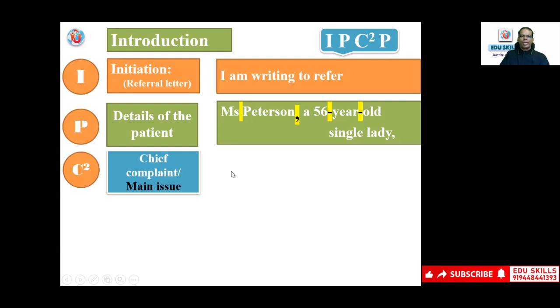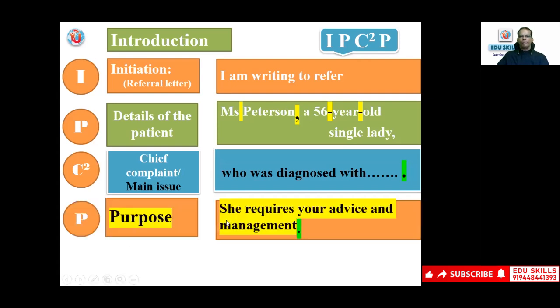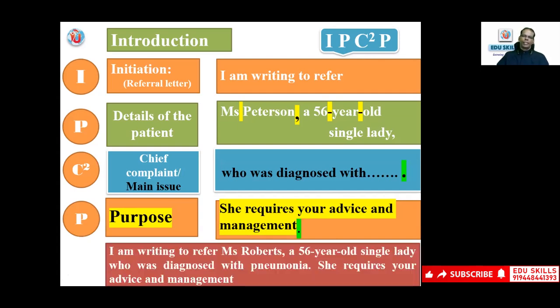Okay. The third segment is the chief complaint, who was diagnosed with pneumonia or whatever. Then full stop. Okay, that's the first sentence. This is the main issue or the chief complaint. Then you have the purpose. What is the purpose of your writing? What does the reader need to do? So she requires your advice and management. So they have to go with this task. The reader is supposed to render advice and management. These are simple criteria segments.